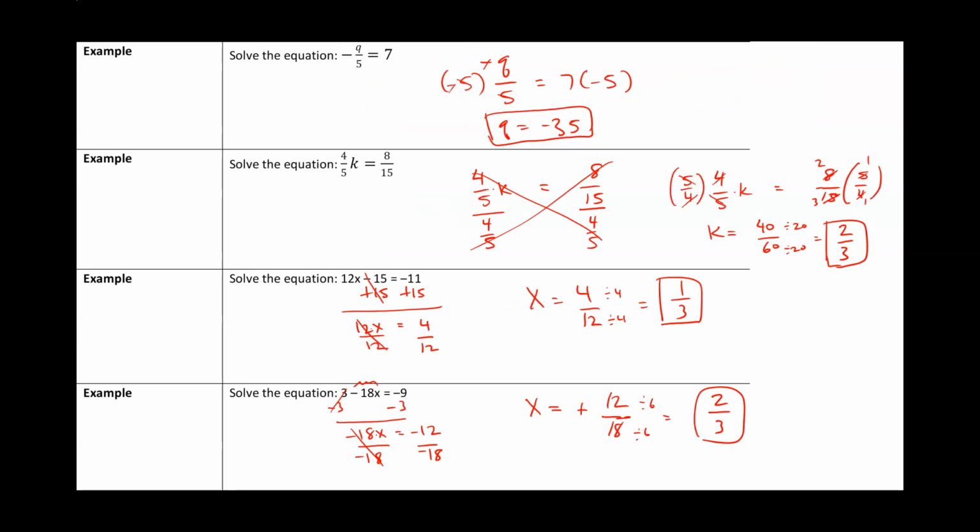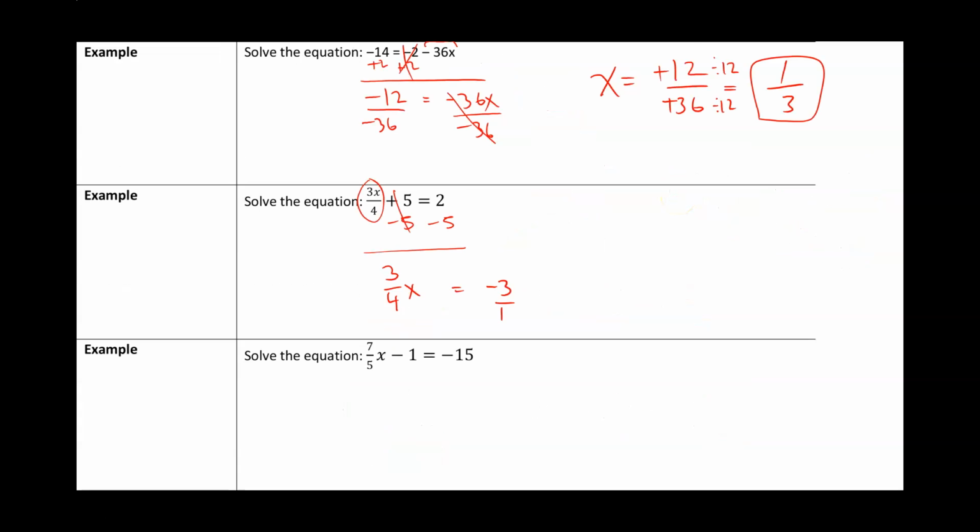In the previous example, we talked about how we can't divide by a fraction. Instead, we multiply by its reciprocal. So the reciprocal of 3/4 is going to be 4/3. So we're going to multiply both sides by 4/3. Now, what does that do? The 3's cross cancel, and we're left with negative 4 over 1, which is just going to be negative 4.